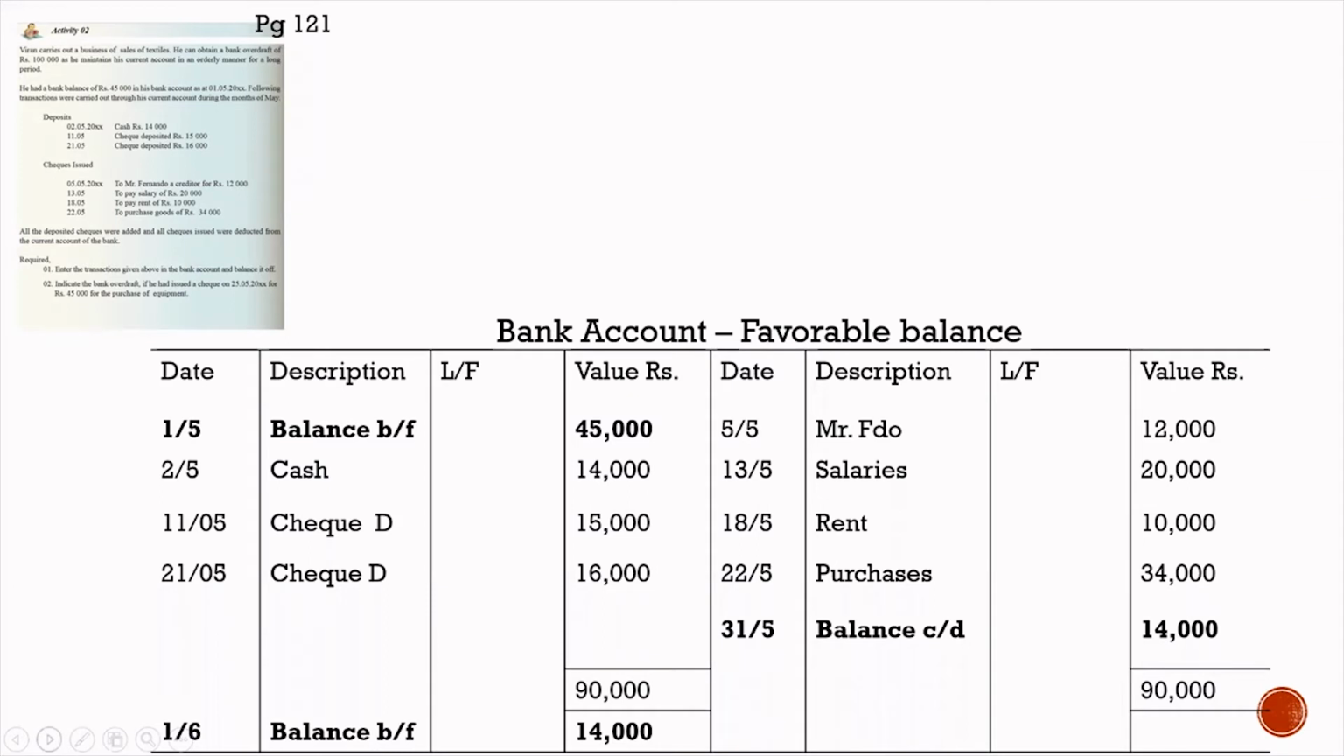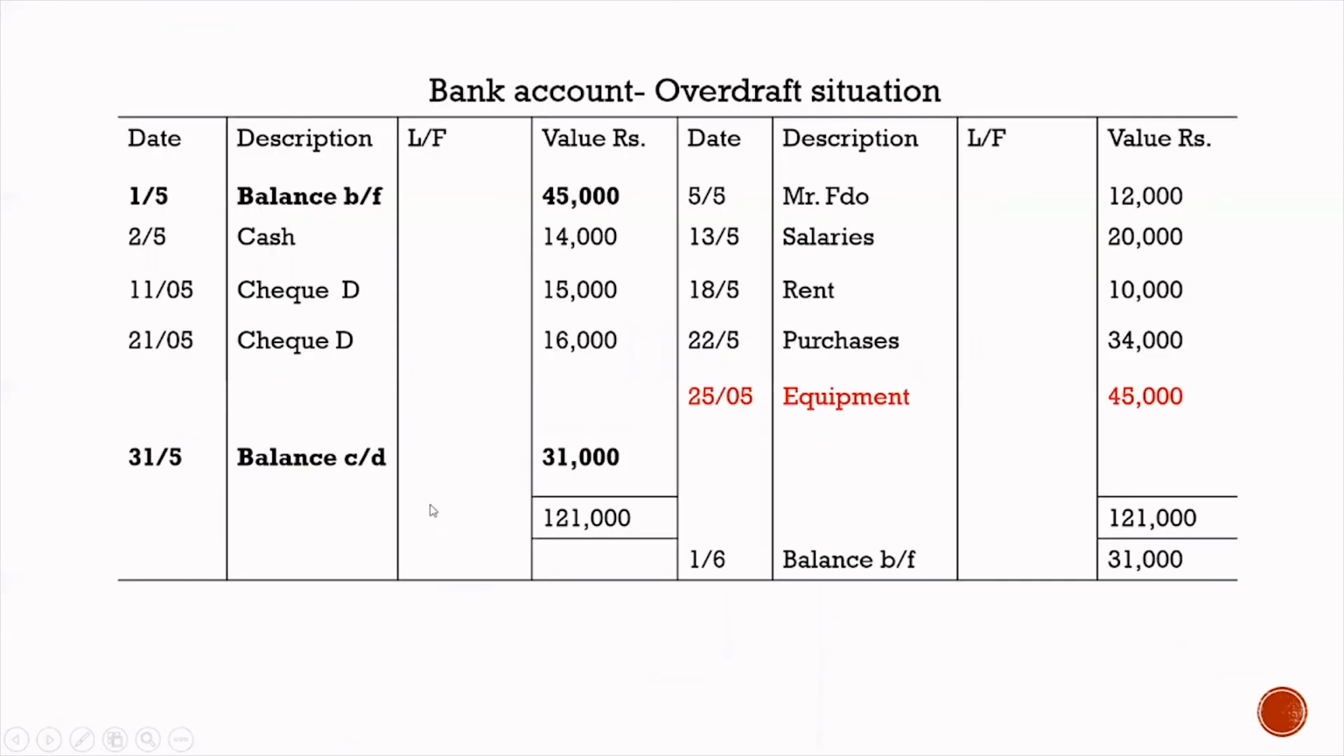But if the bank has given us an overdraft facility, that is, if they let us issue checks for a value more than the value we have on our debit side, what will happen? So here all these records are the same: 45,000, we have 3 deposits and we have 4 payments. Imagine we have a 45,000 overdraft facility and we purchased equipment by paying through a check. So then we record that.